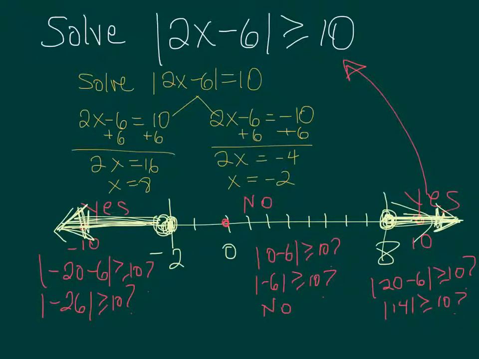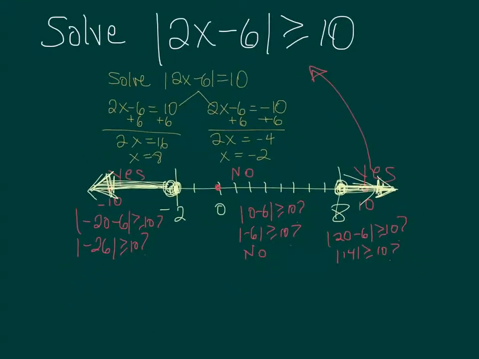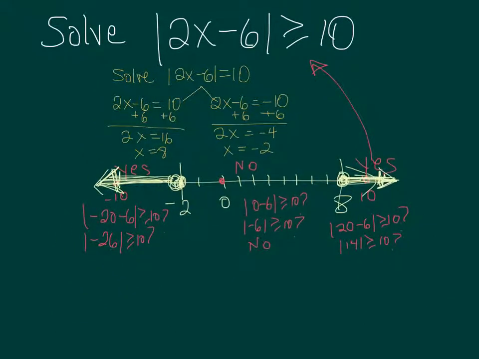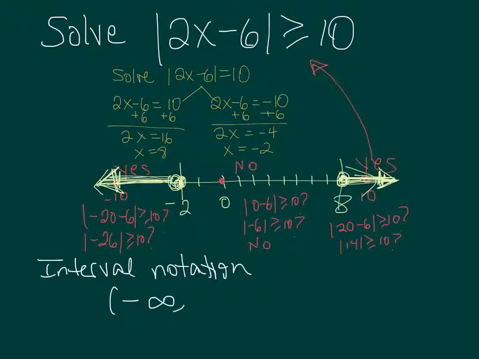And if we wanted to write our solution in interval notation, we could say everything from negative infinity up to and including the negative 2. So in order to indicate that we want to include the negative 2, we draw a square bracket. Union that with everything from the 8 and including the 8 all the way up to infinity.